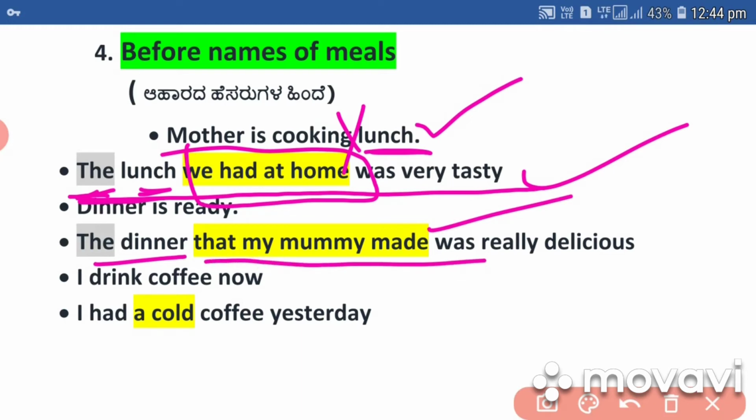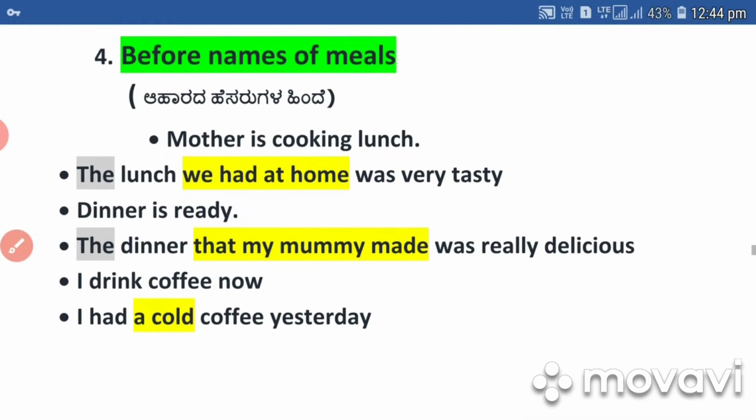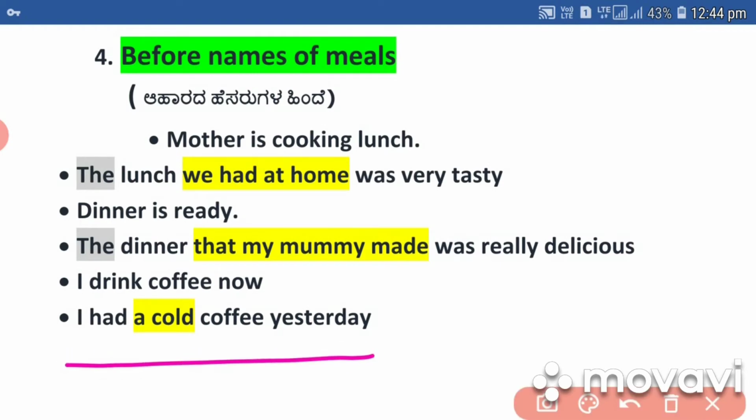"I drink coffee now." This is a general sense. I drink coffee, nothing special in it. Okay, right. But "I had a cold coffee yesterday." Here cold is there now, actually it is an adjective. So I have used "a" here. It is also used in a particular sense actually. It is something special, so we have used an article here.